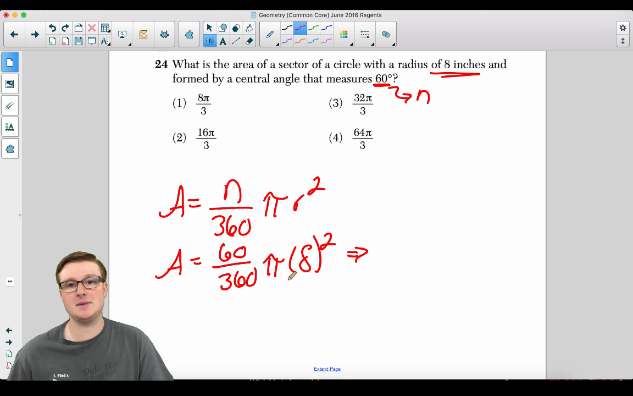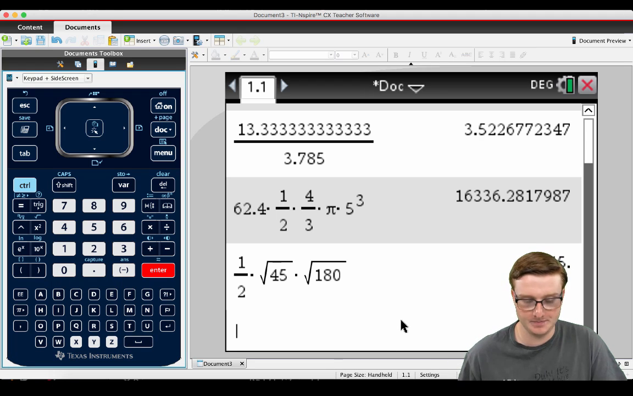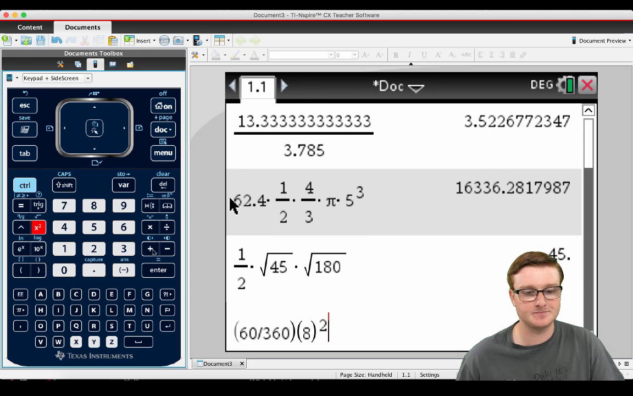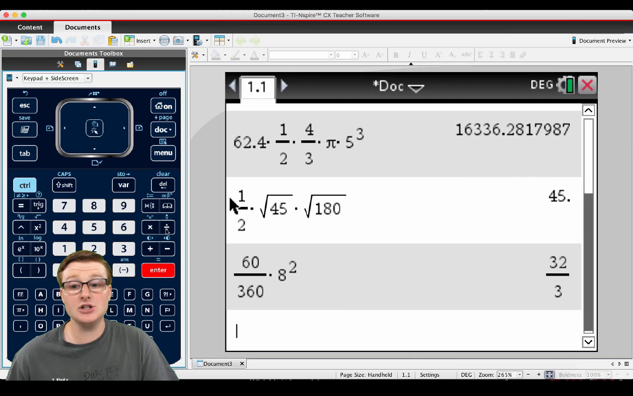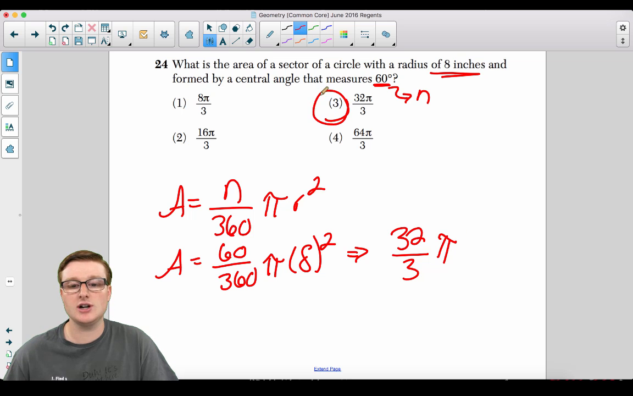Now I'm going to type this into my calculator. But notice real quick before we begin that all of your answers are in terms of pi. That means when I go to my calculator, I'm not going to type in pi. So I'm going to type in 60 over 360 times 8 squared. That is 32 over 3. So the area of the sector is 32 over 3, and then attach on the pi at the very end. Your answer is going to be choice 3 for that question.